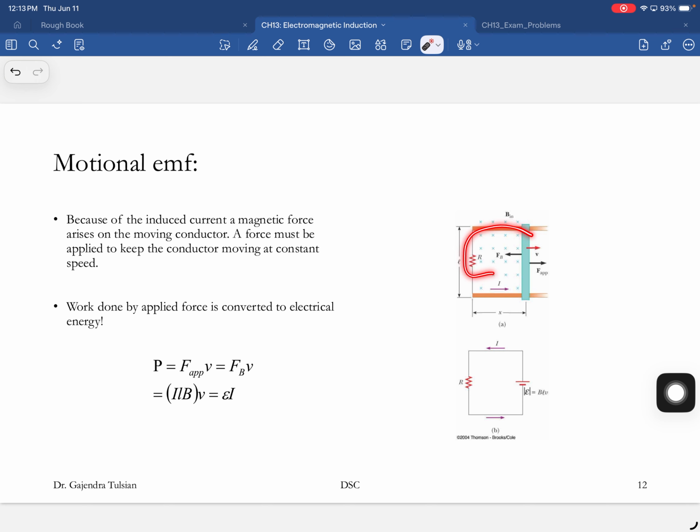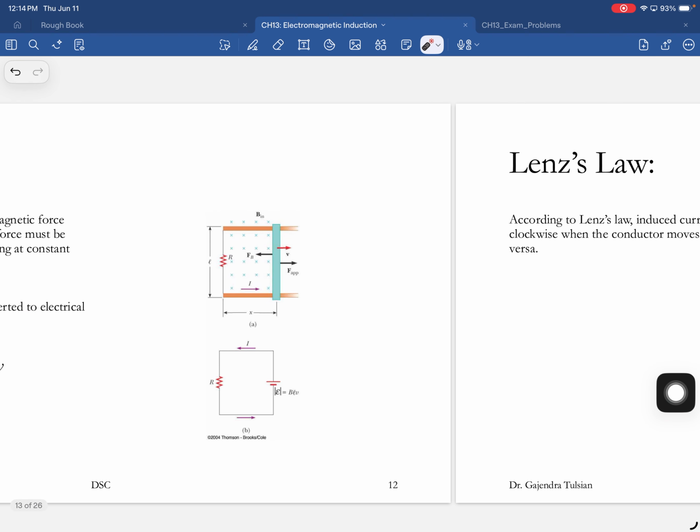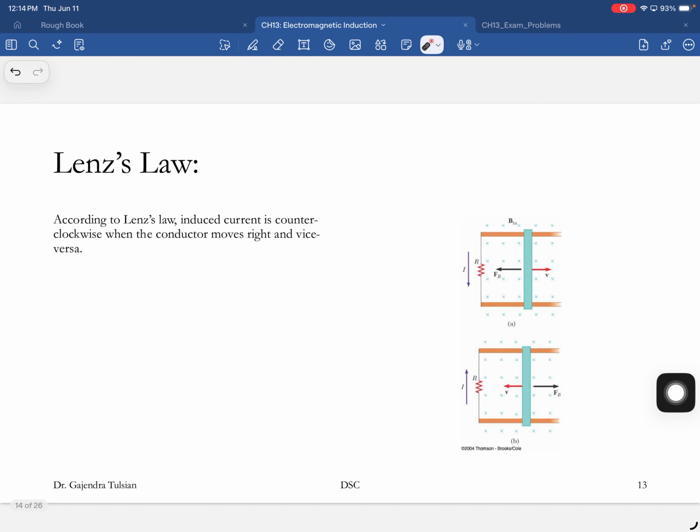So what is this device? Just a transformer. It's converting your mechanical energy into electrical energy. So work done by the applied force is converted to electrical energy.